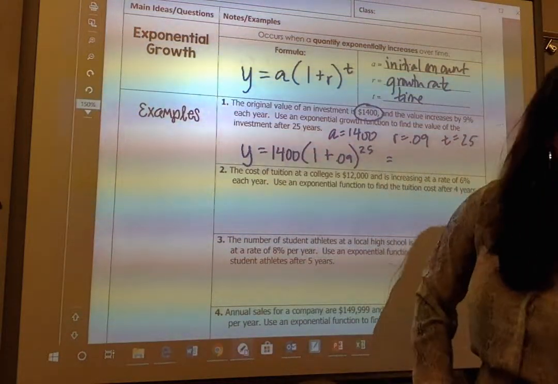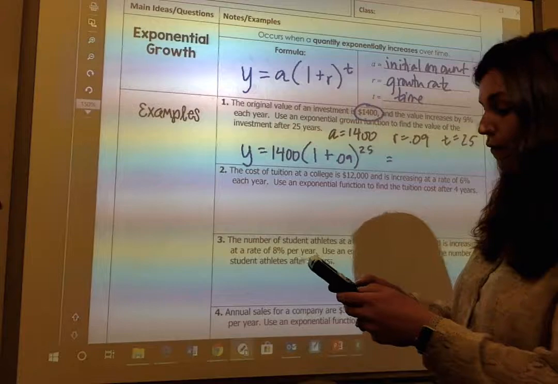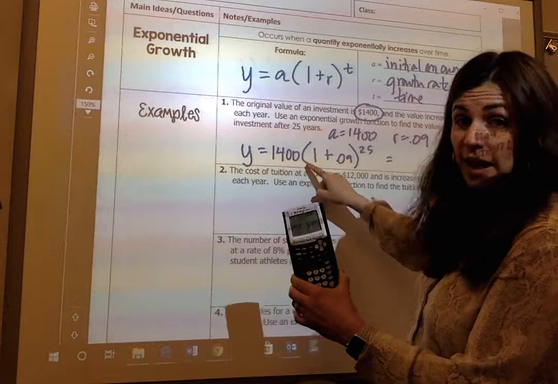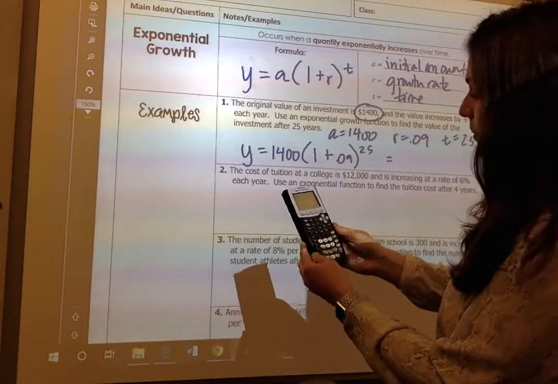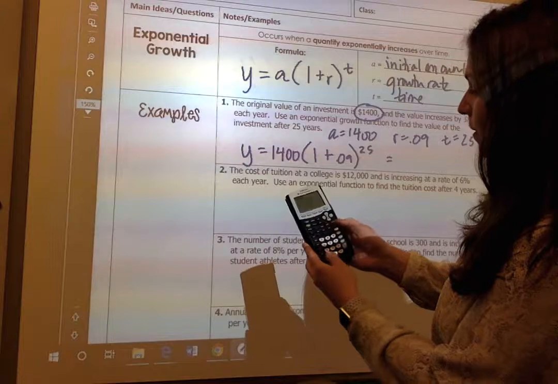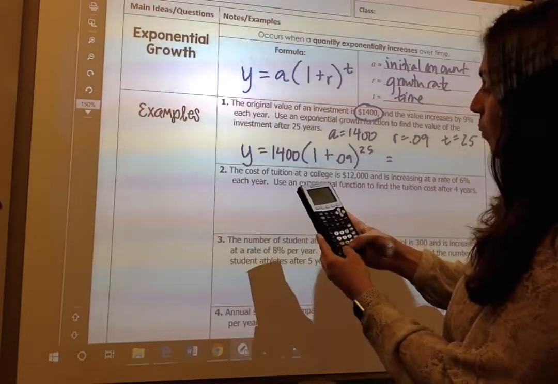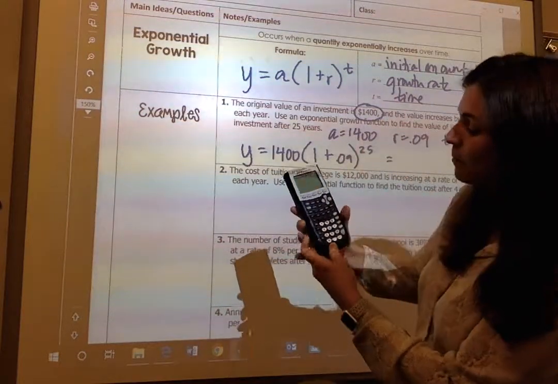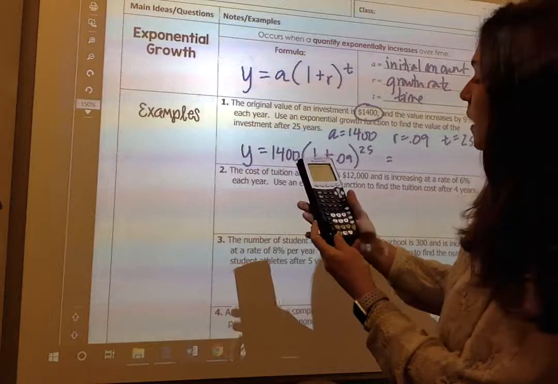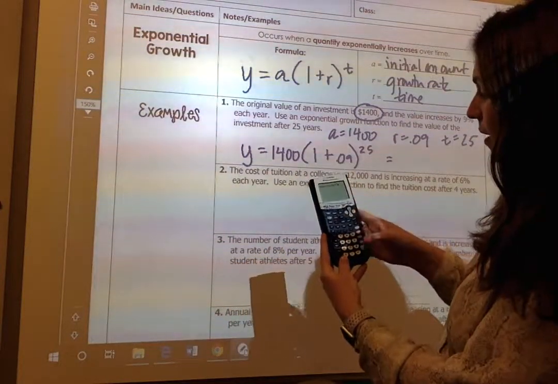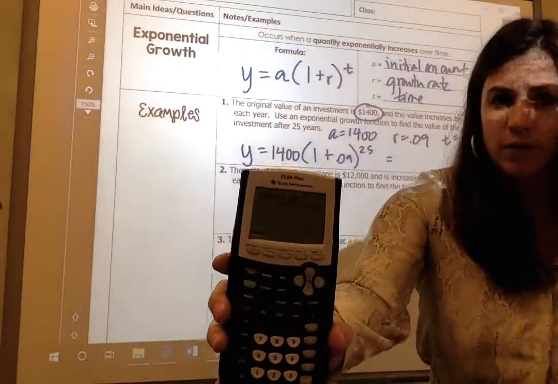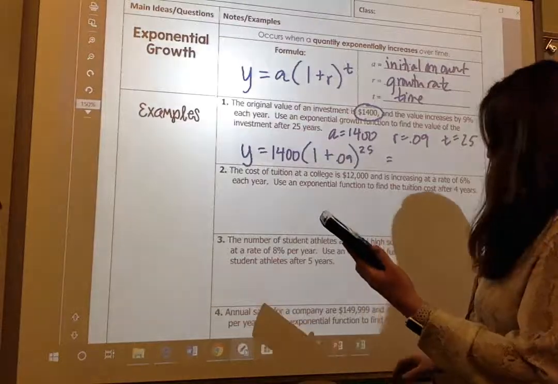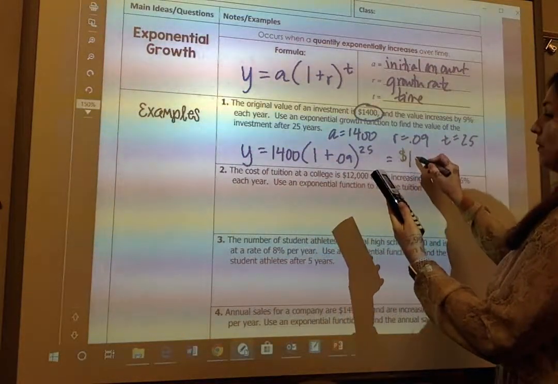And here, I'm going to let my calculator do the work for me. So I'm going to go to my home screen, and we are going to type it in exactly like I see it. So I'm going to type in 1,400, open parenthesis, 1 plus 0.09, close parenthesis. Remember how I get that exponent? I do that caret top, and I type in 25, and then I press enter. And I don't know if you can see that, but if your calculator looks like mine.